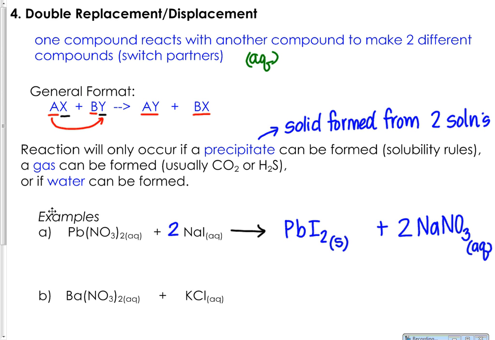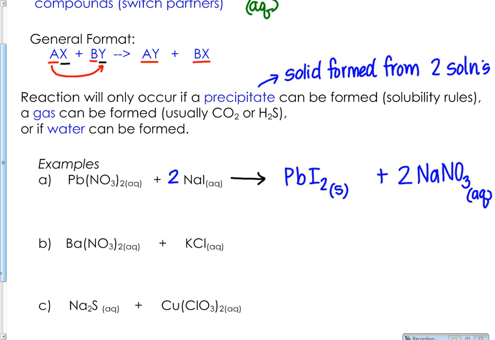Now, I'll do one more example with you, and that will be the next one. We're going to take barium nitrate and react that with potassium chloride. Now, the positive part of barium nitrate is the barium, and the positive part of potassium chloride is potassium. So the rest must be the negative, the nitrate and the chloride.